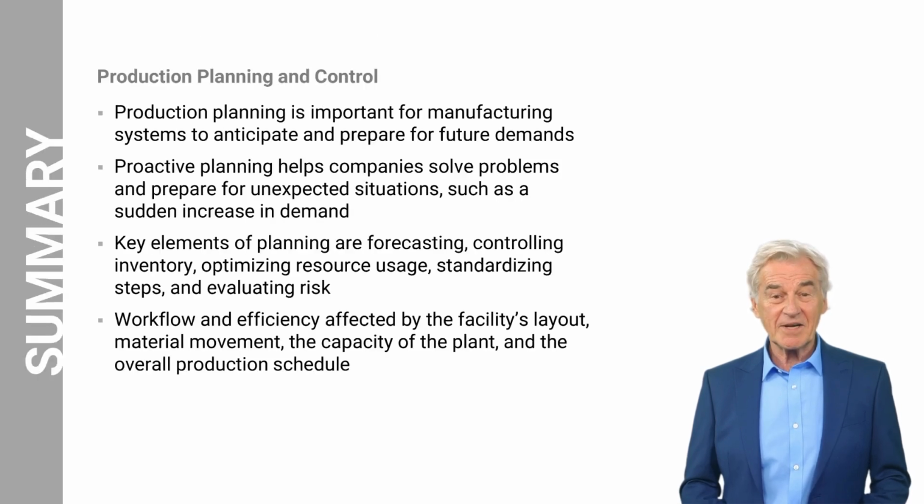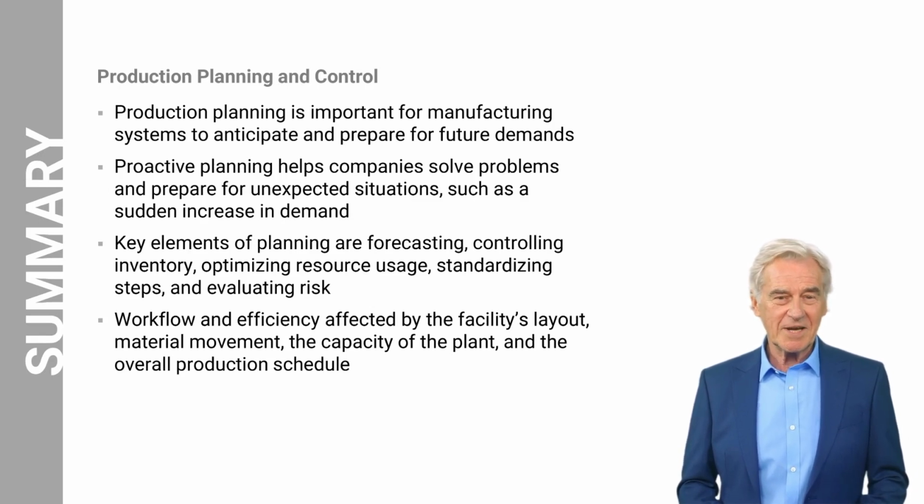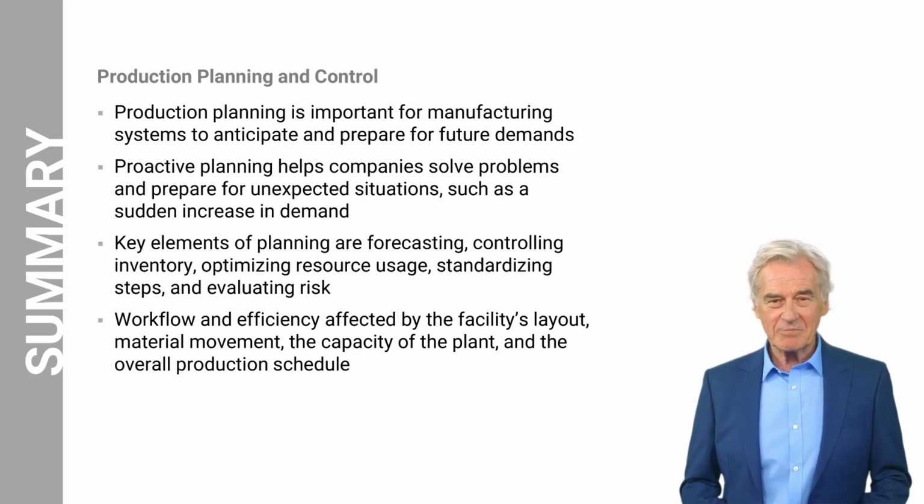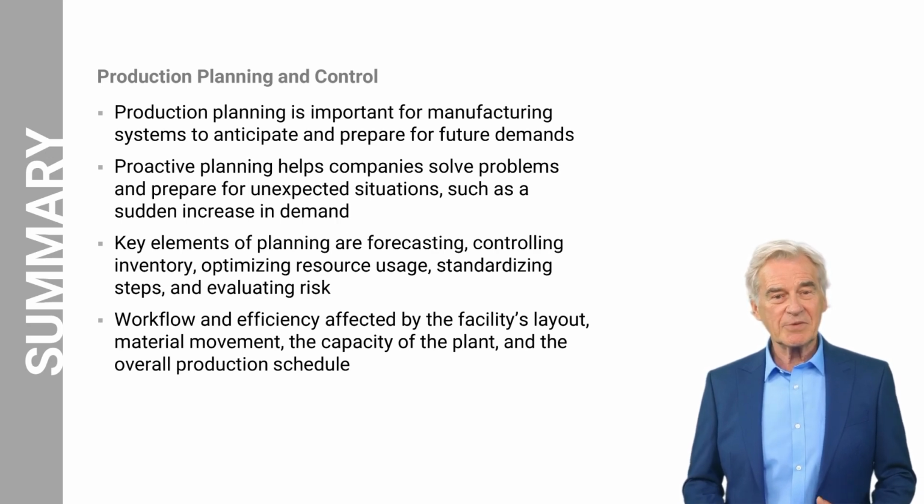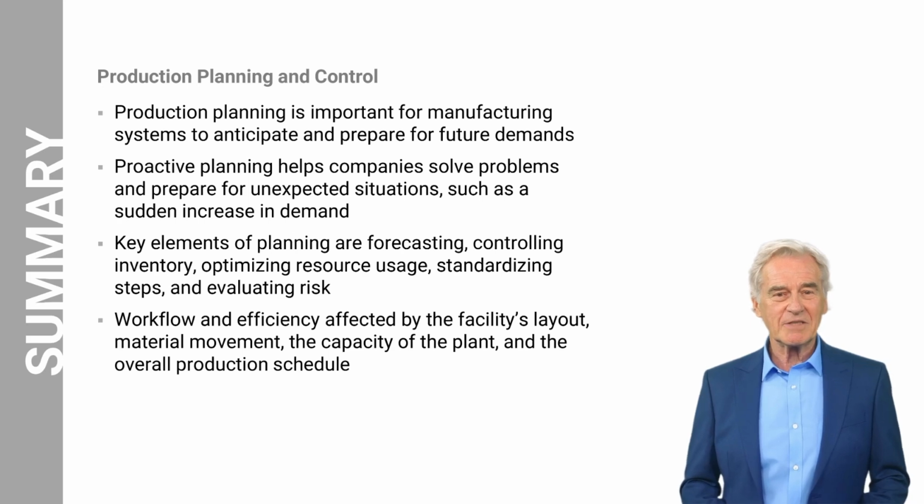In summary, production planning is important for manufacturing systems companies to anticipate and prepare for future product demands. Proactive planning helps companies solve problems and prepare for unexpected situations, such as a sudden increase in demand. The key elements involved in manufacturing planning include forecasting, controlling inventory, optimizing resource usage, standardizing steps, and evaluating risks.